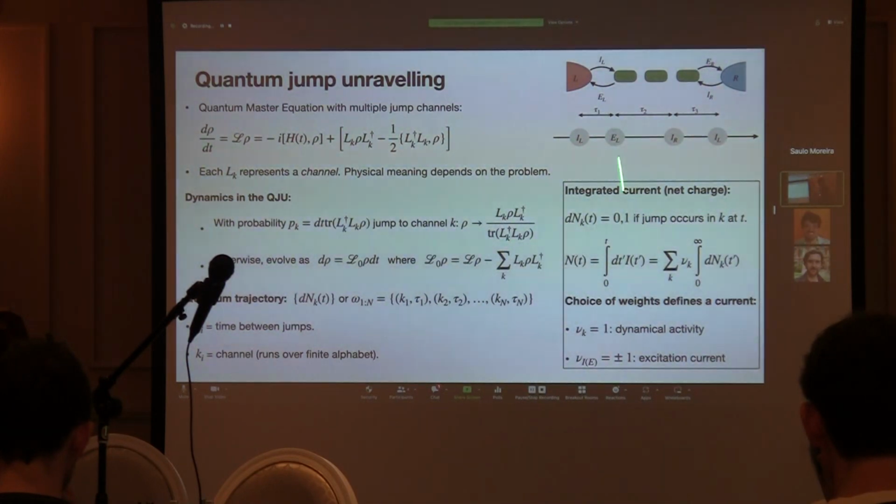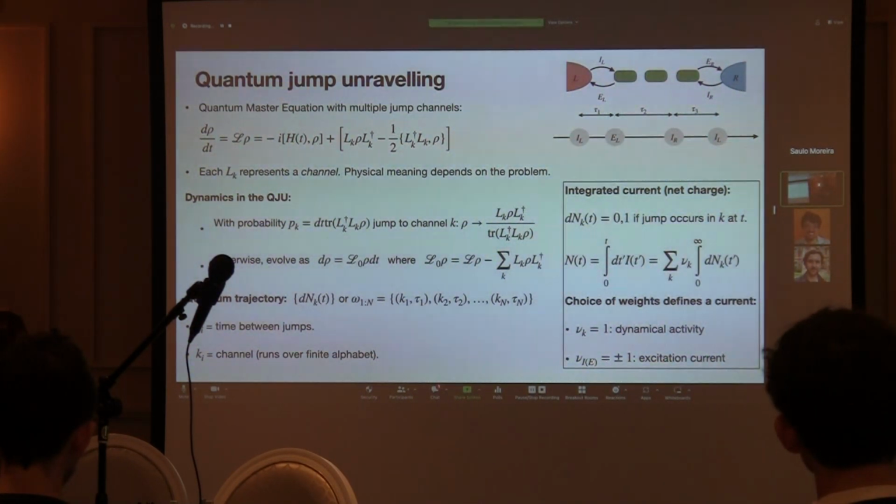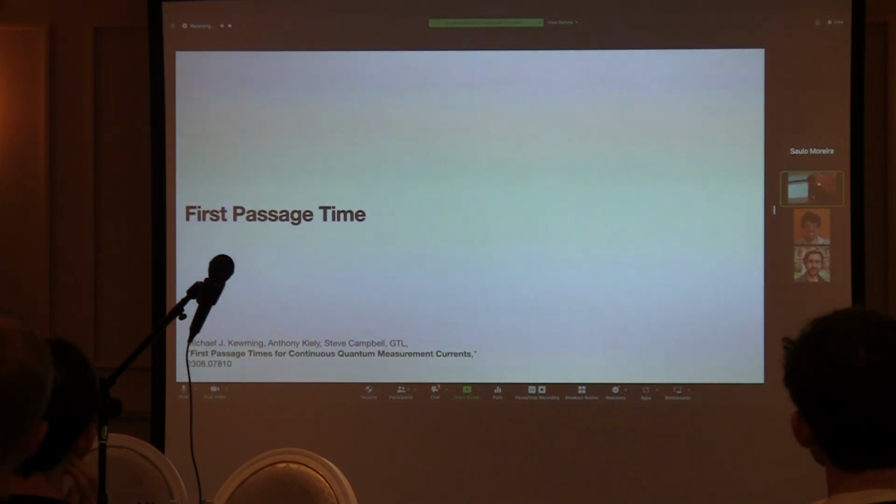But if you have some physical meaning to these jumps, such as in this example, where some jumps mean injection and some jumps mean extraction, you could, for example, define an excitation current. You can set one of the nus to 1 and one to -1, and this n can then go up and down, giving you how many excitations have entered or left the system. So this is a nice way of building these currents depending on the physics that you're interested in.